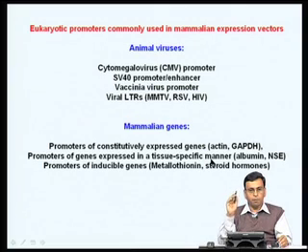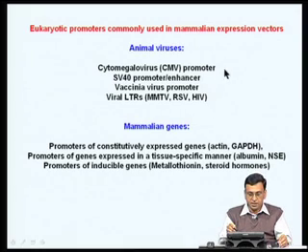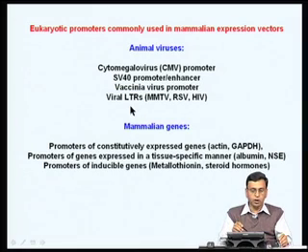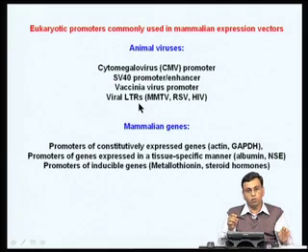The eukaryotic promoters commonly used in mammalian expression vectors include, as I said, the cytomegalovirus promoter, one of the most extensively used and very powerful promoters. You also use the Simian virus 40 promoter and enhancer, or sometimes vaccinia virus promoters. You can also use viral long terminal repeats or LTRs, which contain very powerful promoters.